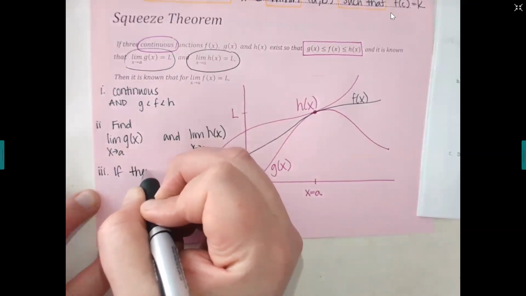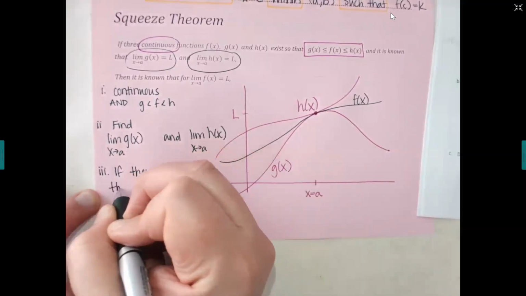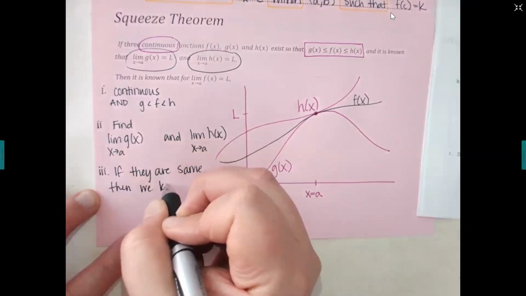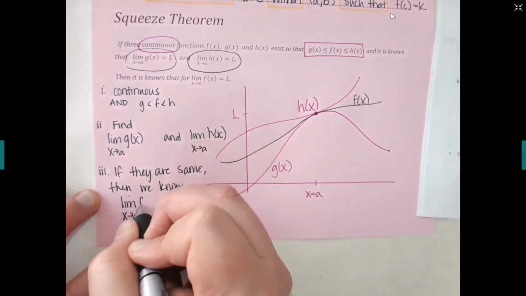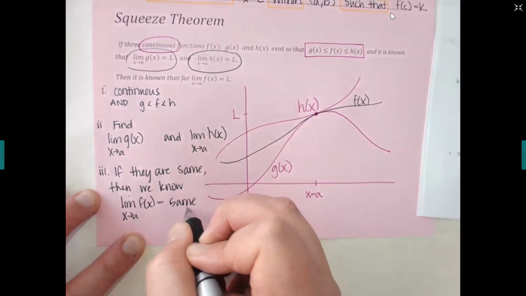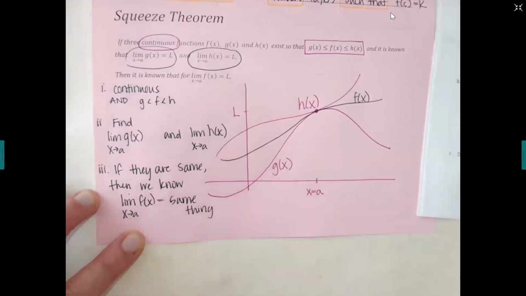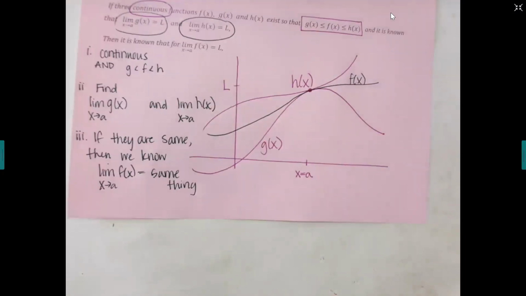If they are the same, then we know the limit as x approaches a on f equals the same thing. So all your graphs have to be continuous. F is in the middle. Find G, find H. If they match, then you know F had to be the same thing. Okay, go ahead and look in your packet for me, please.